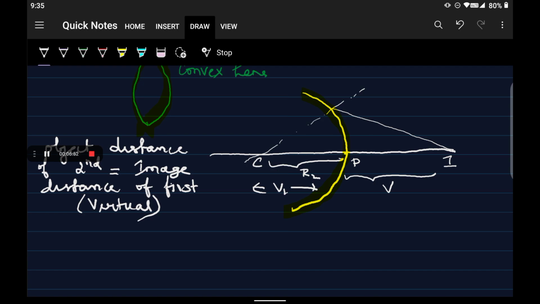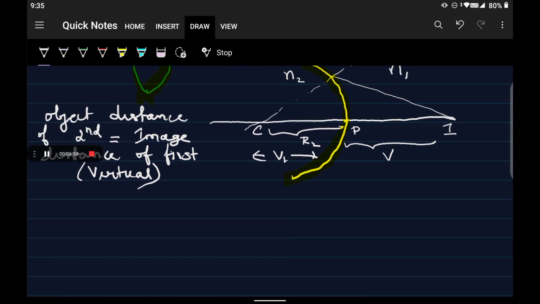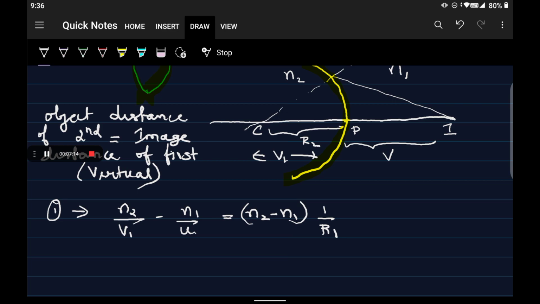So for the second one, you know that this is your refractive index N2 and this is your N1. What is your first refracting surface equation? Equation 1 should be N2 divided by V1 minus N1 divided by U, which is equivalent to N2 minus N1 into 1 by R1. R1 is the radius of curvature for the first refracting surface. This is equation 1, as you know well. Now I am going to do it for the second one.